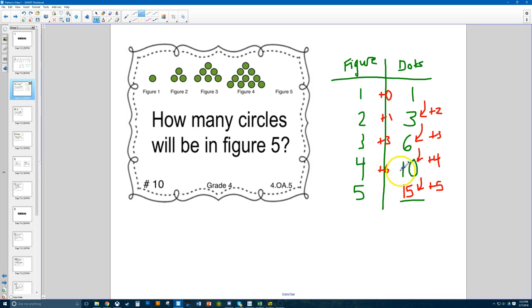Now you can do this in a variety of different ways. You might even notice on the shapes itself, it keeps adding a new row with an extra dot to the previous term. So in this case, it added 4 dots in figure 4. Now it's going to add 5 more dots in figure 5. So you could also use that kind of logic as well.